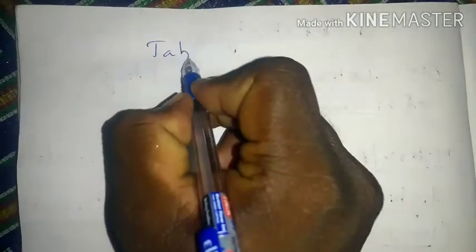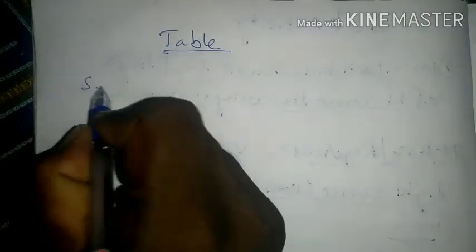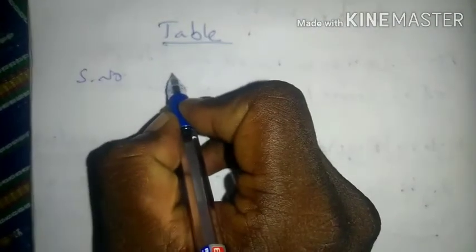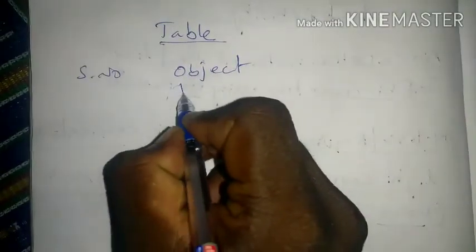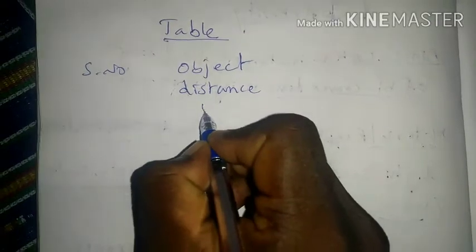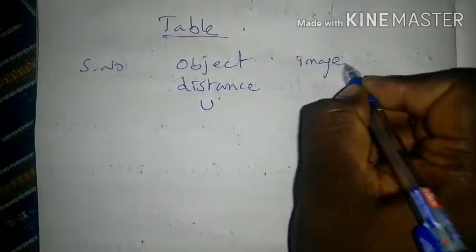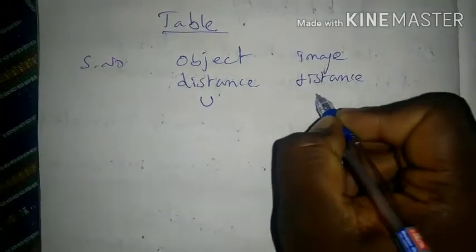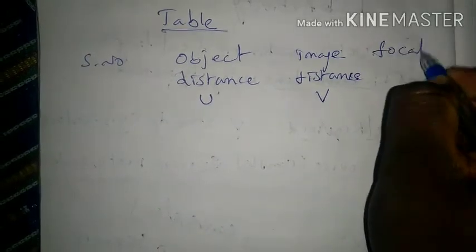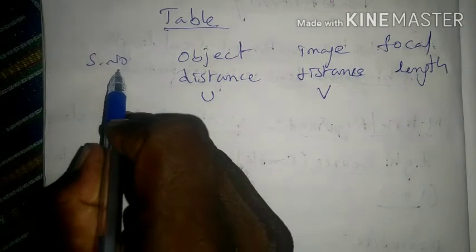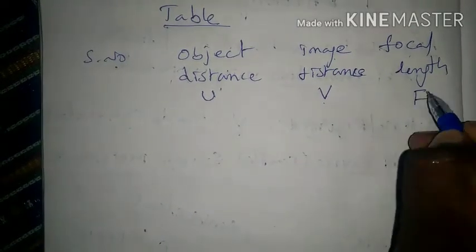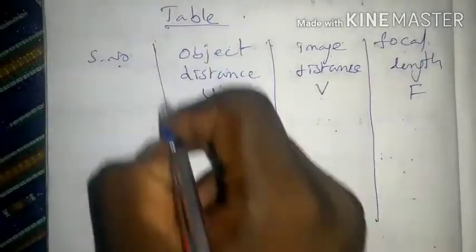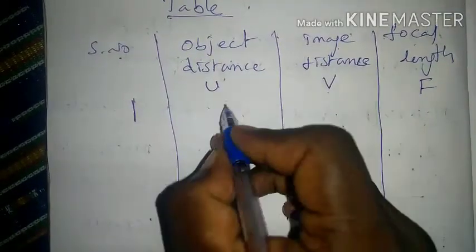This table has columns: first one serial number, second column object distance U, next one image distance V, next one focal length F. Serial number 1, object distance I am taking 50.